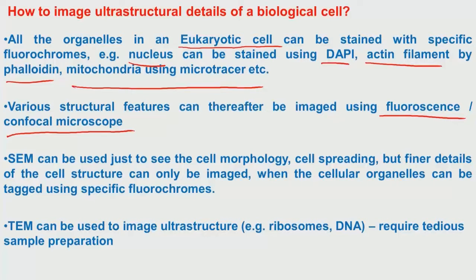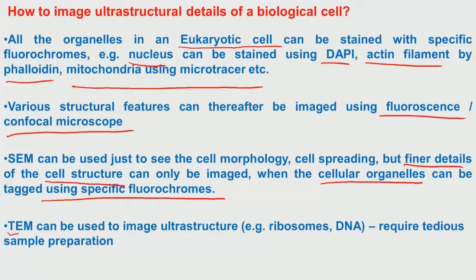Scanning electron microscope, abbreviated as SEM, can be used to see just the cell morphology or cell spreading. However, finer details of the cellular ultrastructure can only be imaged when the cellular organelles are tagged using specific fluorochromes. Therefore, to appropriately image the cell structure, one has to use a different kind of microscope, that is, a fluorescence microscope or confocal microscope.